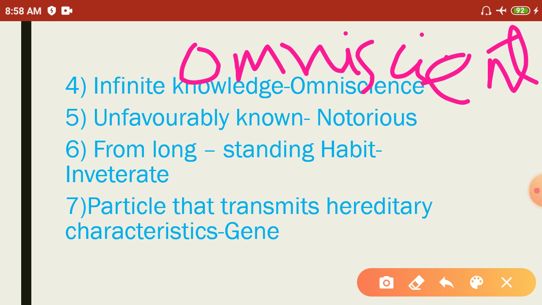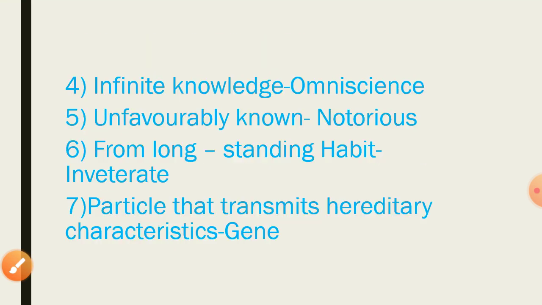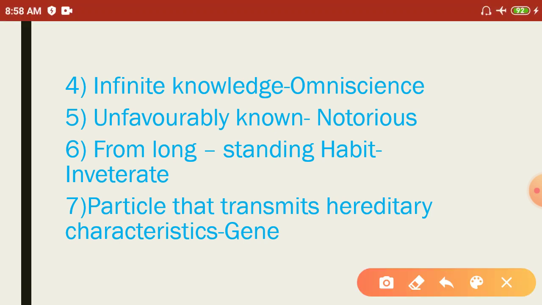Then unfavorably known. Unfavorably known means notorious. Of course the person is known, but not in a good manner. The person is very well known, but in an unfavorable way. He is famous, but famous is a positive word. But if I say notorious, recently we have gone through a news item, the notorious criminal Vikas Dubey, isn't it? He's well known to everybody, but in a bad manner.